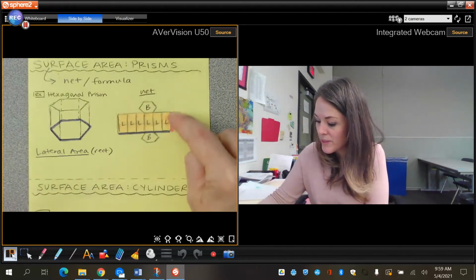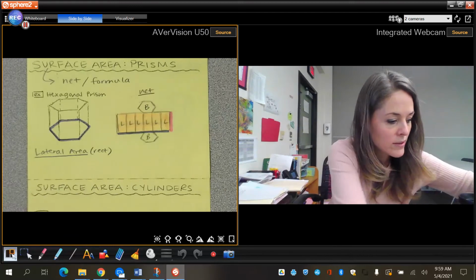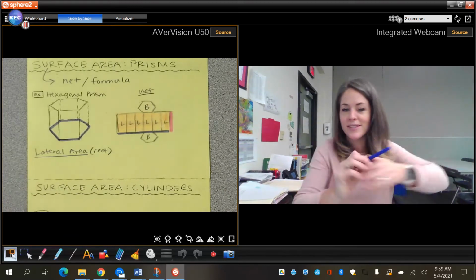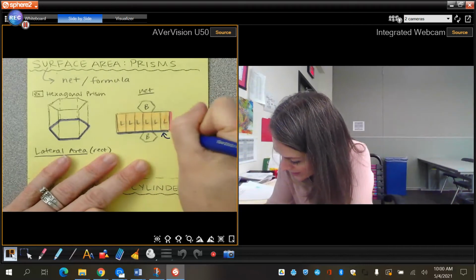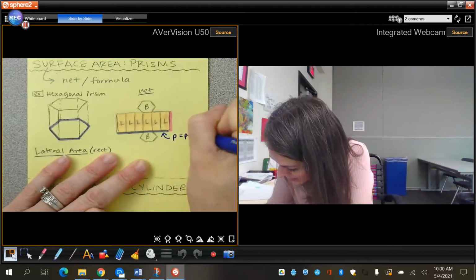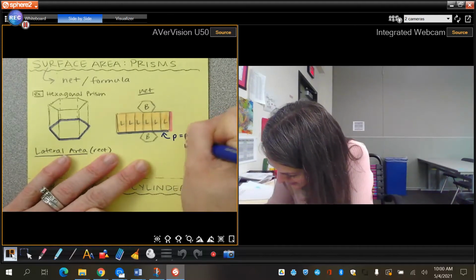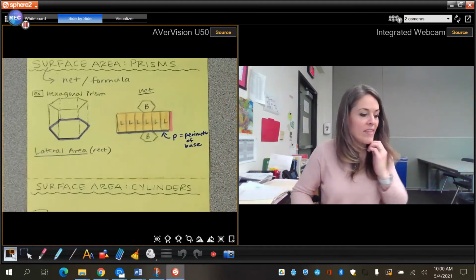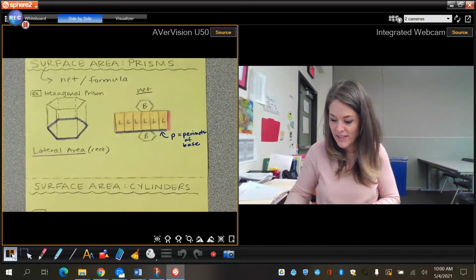And then this right here, I guess I could label that for you. Let me get my pen. Sorry, I'm a little disorganized. So here, I'm going to call it P for perimeter of the base.